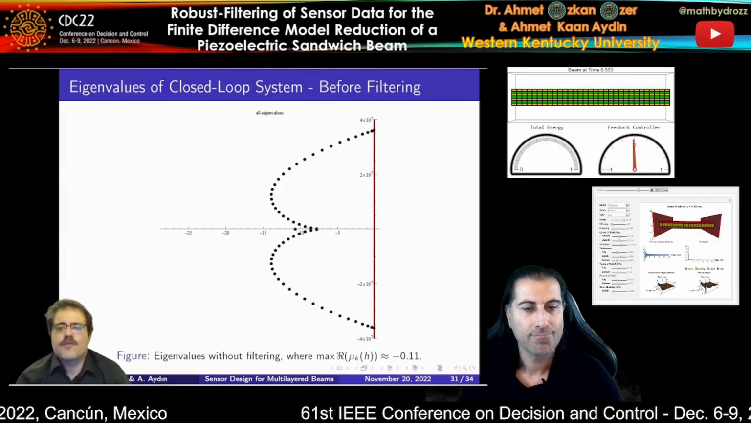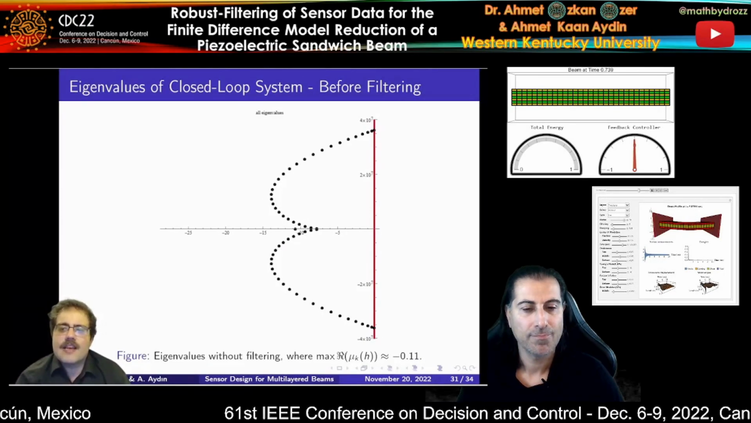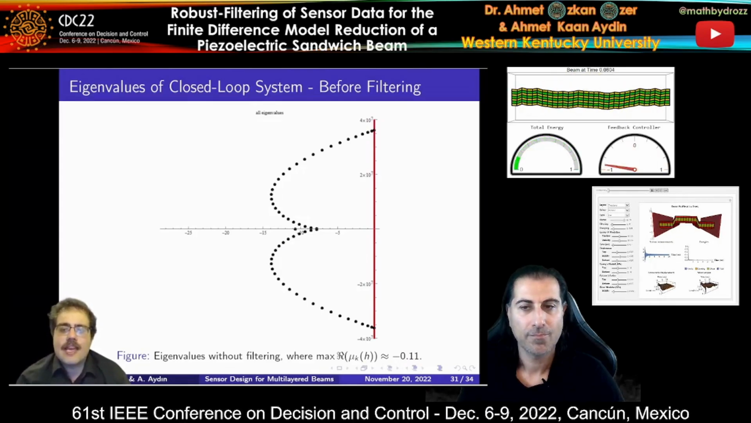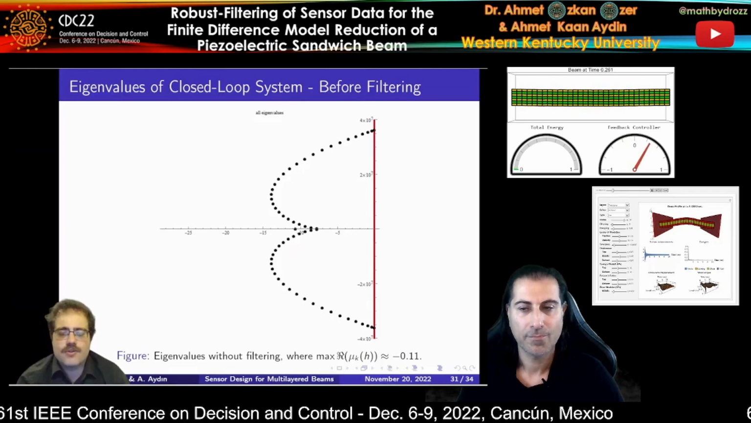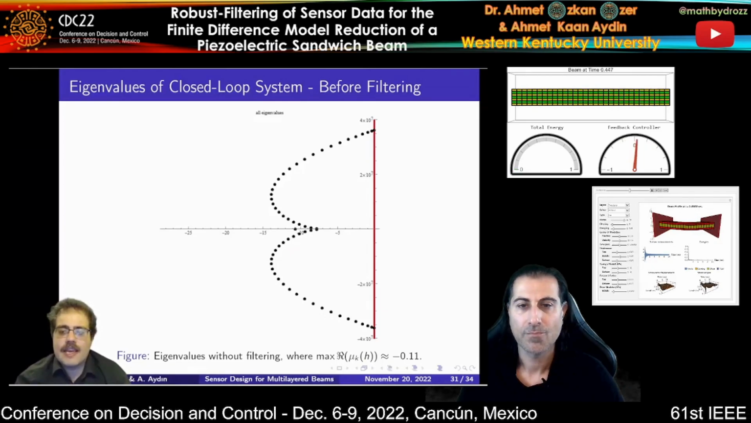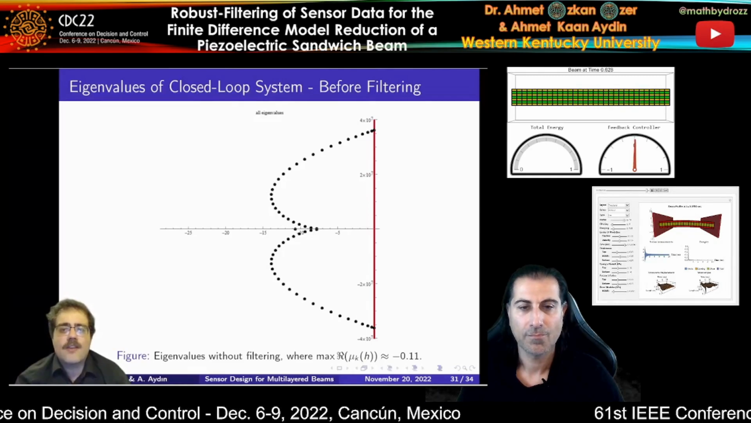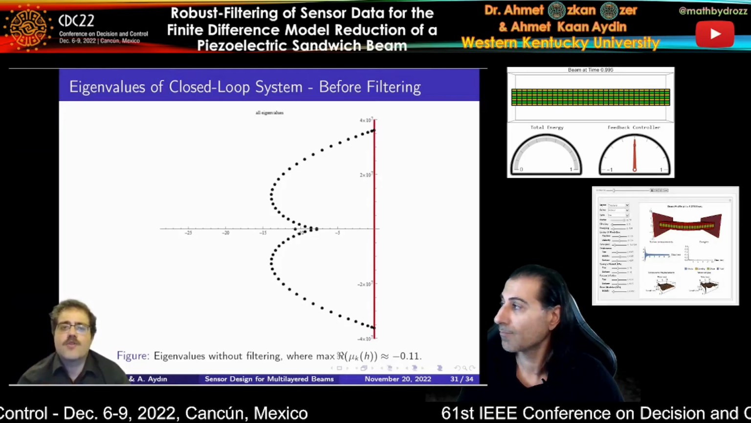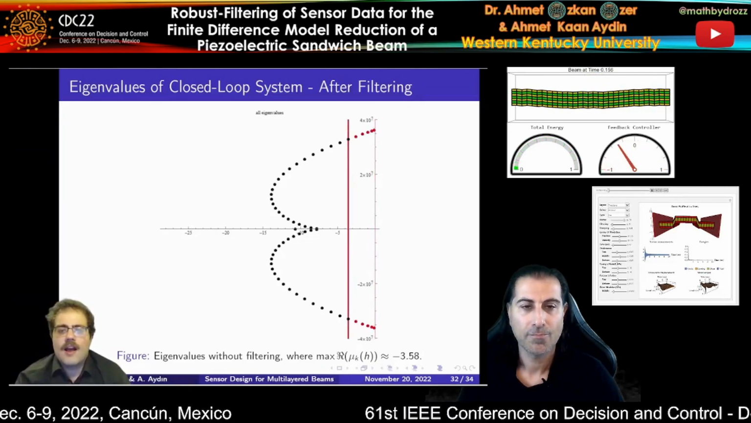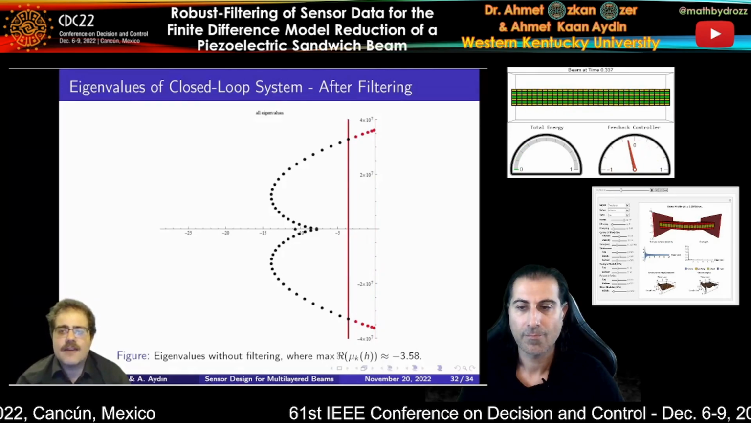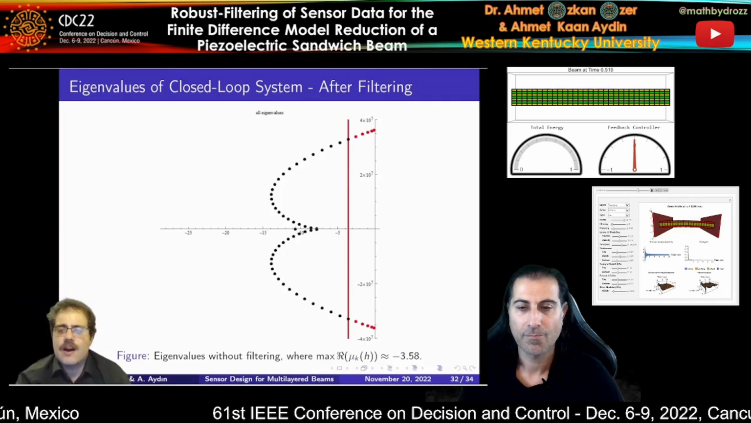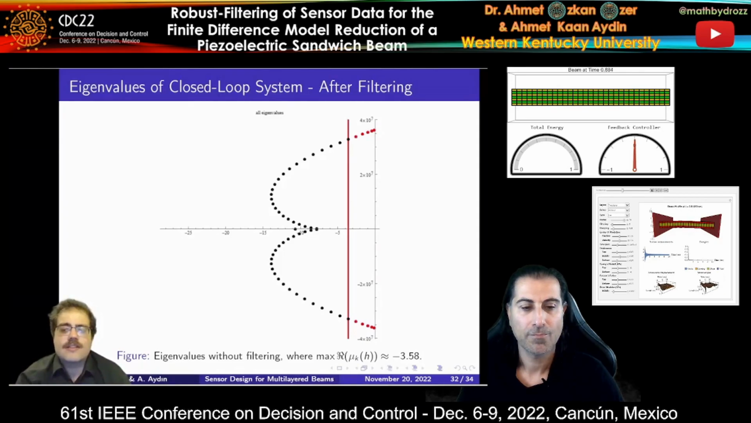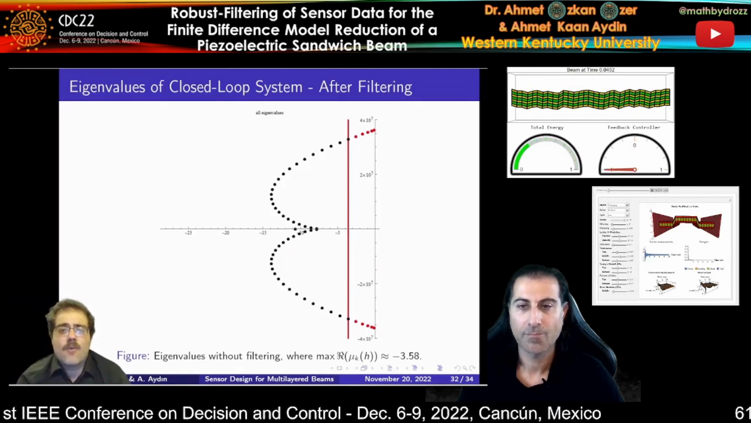And this is a more realistic representation of the actual beam itself. So let's look at the eigenvalues of the closed-loop control system. We see that these high-frequency eigenvalues are accumulating towards the imaginary axis. As you know, the decay rate depends on the real part of the eigenvalues. So here we have a very slow decay rate of 0.11 because of these high-frequency eigenvalues. Moreover, these are farther away from the corresponding eigenvalues of the PDE model as well. After filtering these high-frequency eigenvalues, we see that the remaining eigenvalues are farther away from the imaginary axis. So the decay rate for the remaining eigenvalues is 3.58, which is much faster than what we had before filtering.